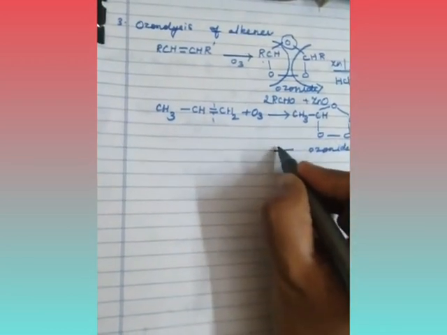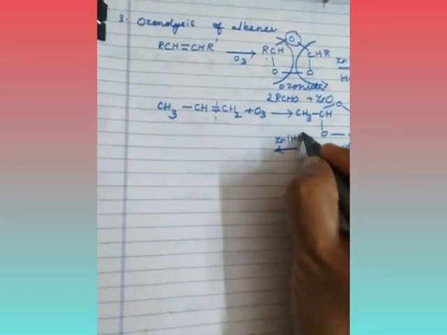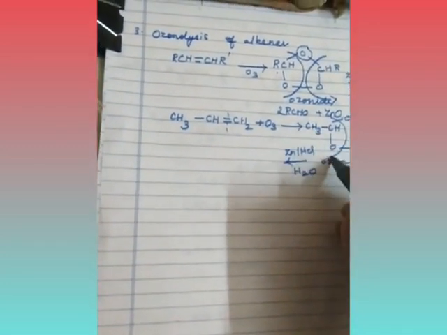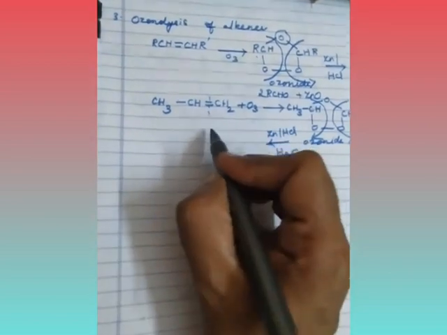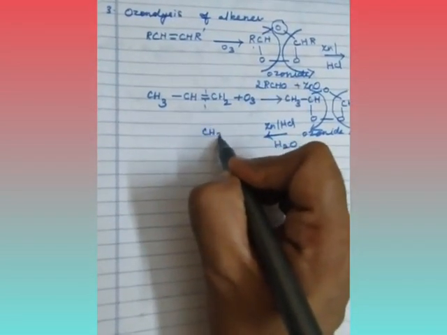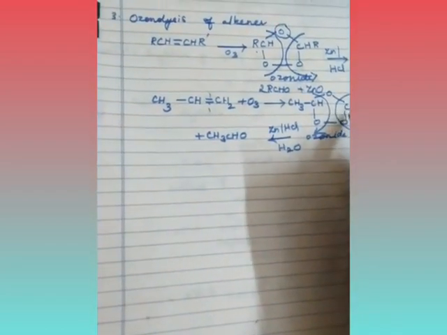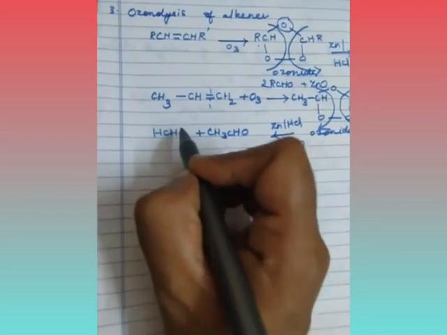This is also simply called ozonide. And again it undergoes hydrolysis in presence of zinc as well as HCl. When it undergoes hydrolysis, the same thing happens like this. You can see here, and here another one. So what are the compounds now formed here? CH3CHO, yes, we have acetaldehyde. CH3CHO. And what about there? Here H2CO, we can write simply as HCHO, that is formaldehyde.